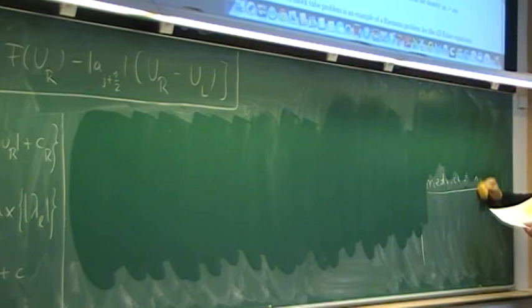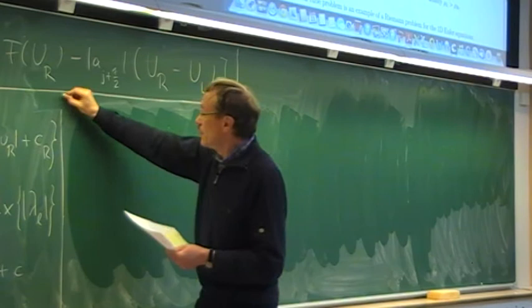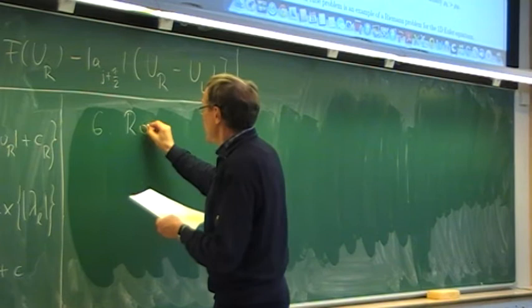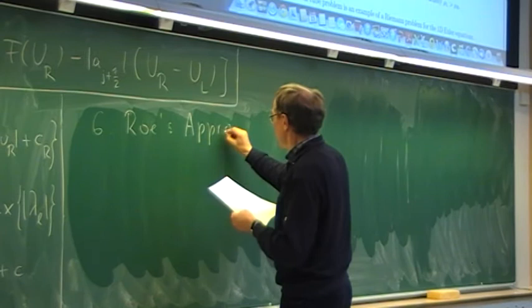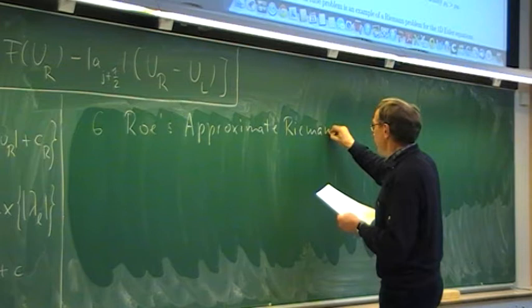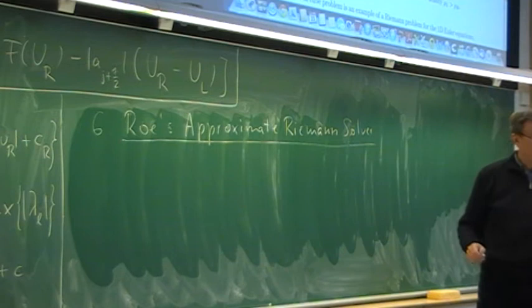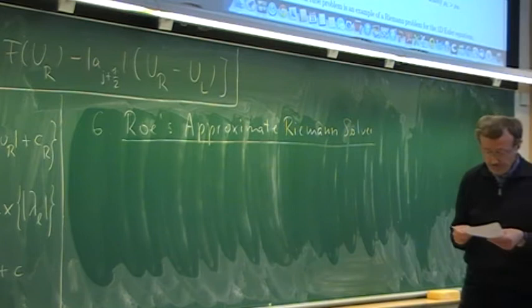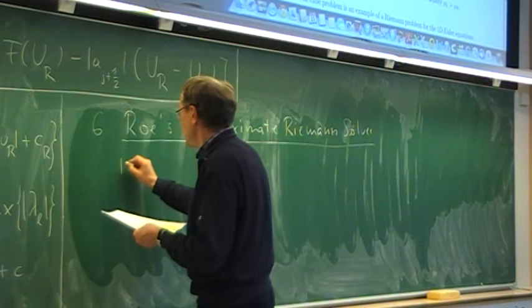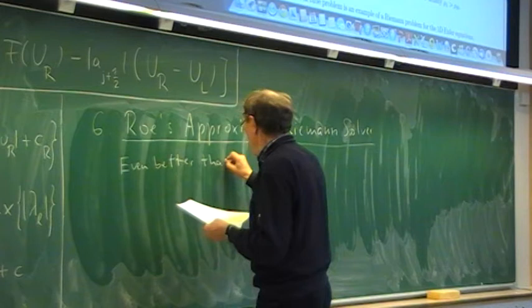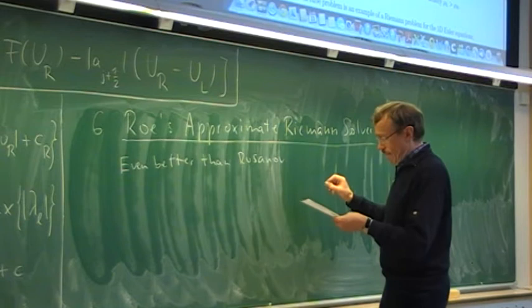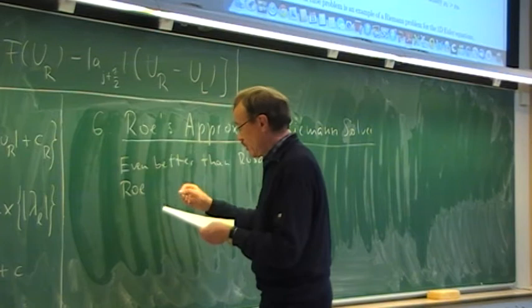So that brings us then to section six, where we look at Roe's approximate Riemann solver. I just want to give you the idea, not the details. You can read the details both in the textbook and in the lecture notes. So that is even better than Rusanov. It is the method that is named after Phil Roe, who devised it in 1980-81: Roe's approximate Riemann solver.